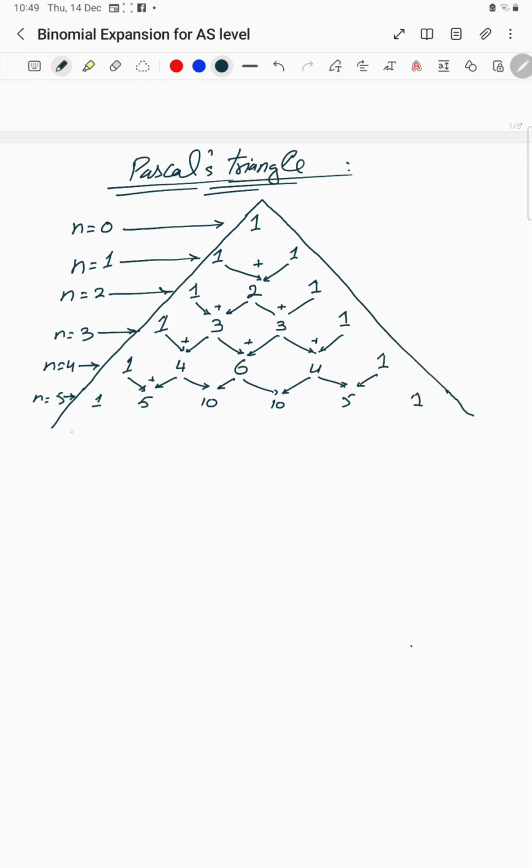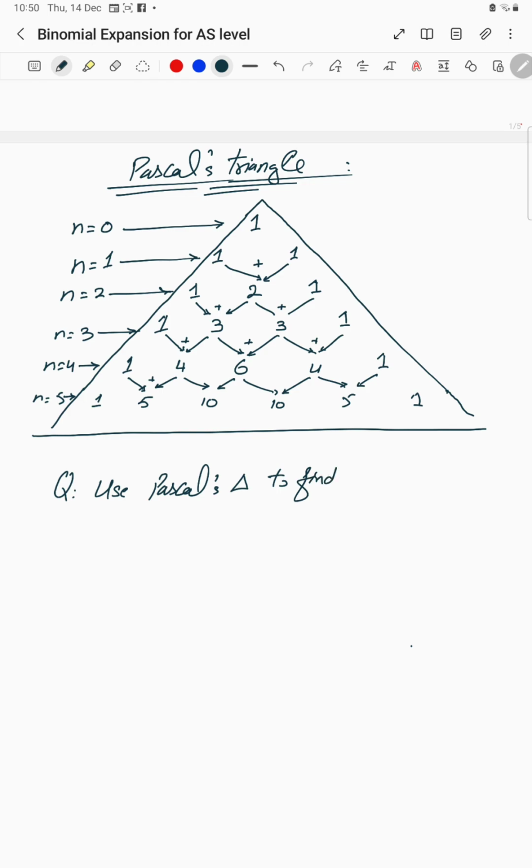Now I will explain a few questions from the book that ask to use Pascal's triangle. Use Pascal's triangle to find the expansion of, suppose we have (3x + 2) to the power of, say, 4.